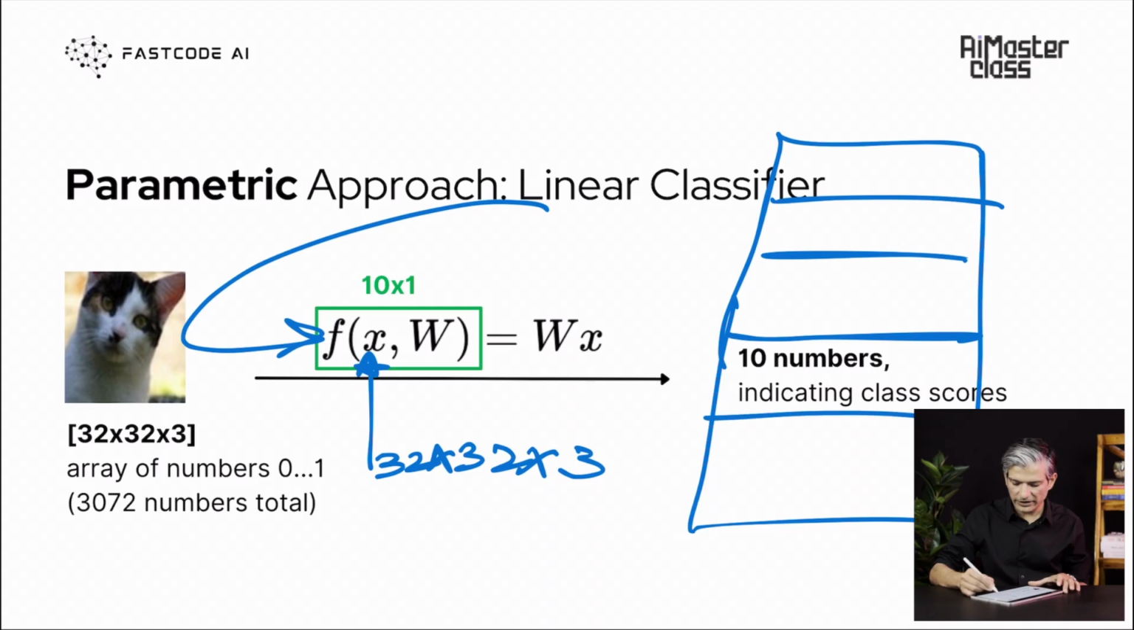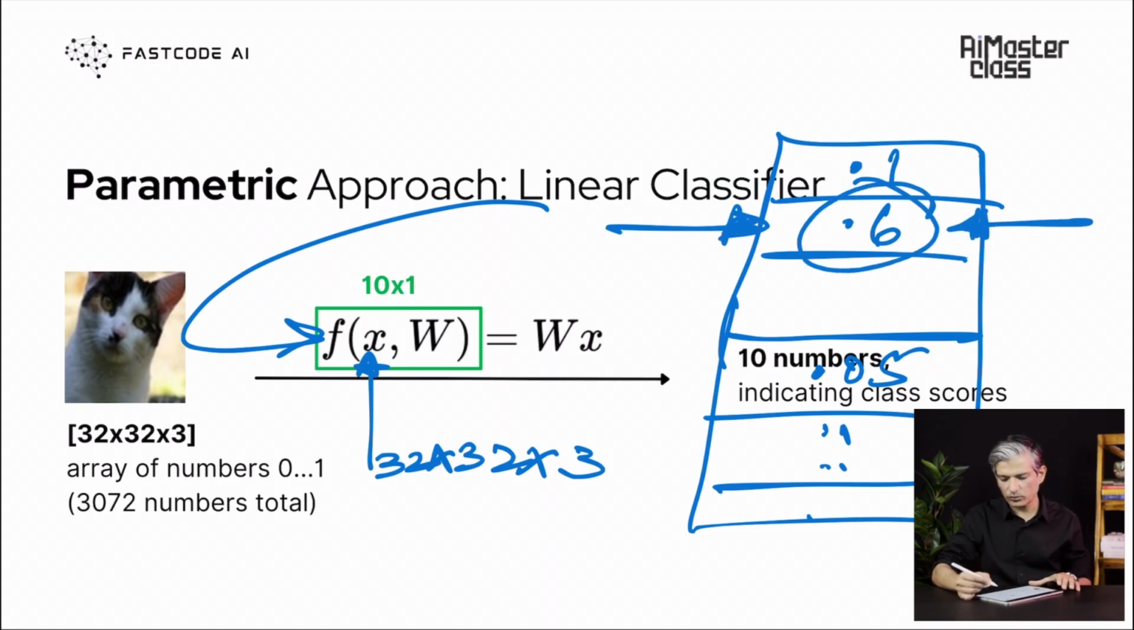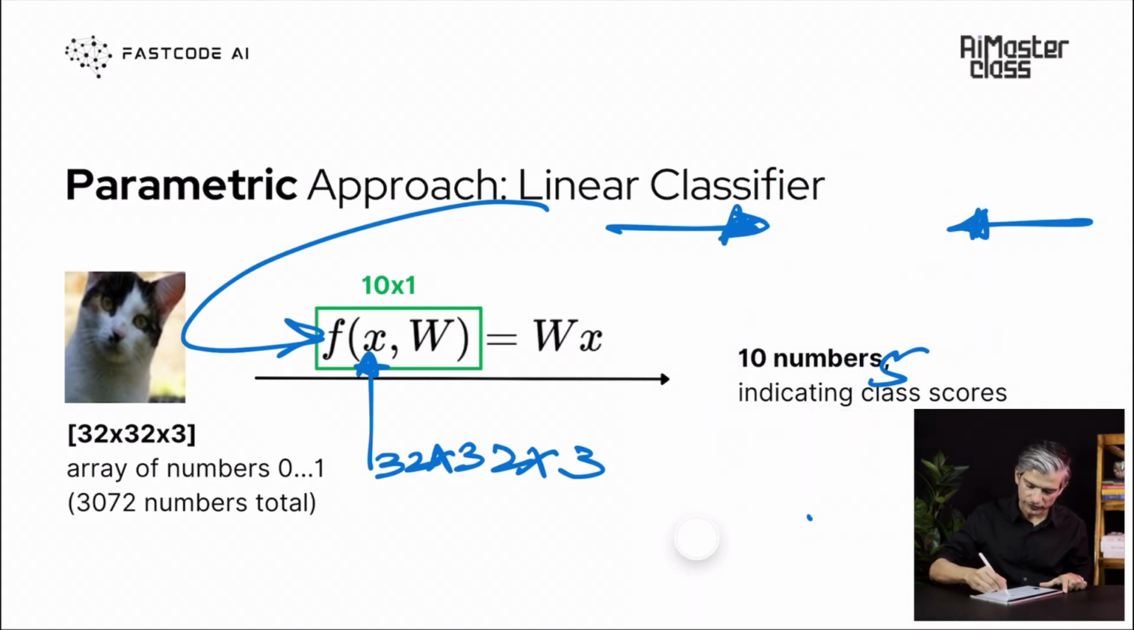So our function will give us these 10 numbers, and we will get values like 0.1, 0.6, and let's say 0.05 and so on. And whichever number is the maximum, we will say, oh, our image was probably of this class corresponding to the second index in this case.